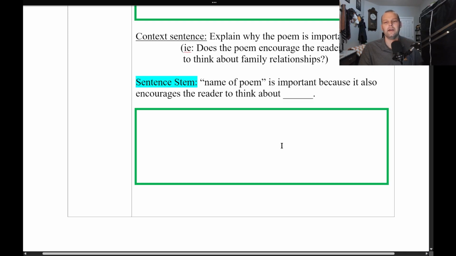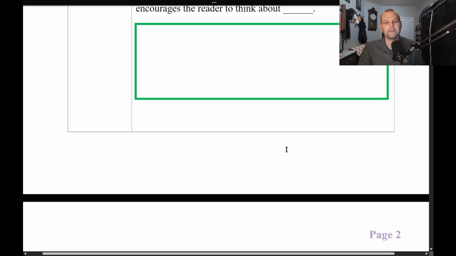Not just something that's interesting about the poem, which you stated in your first sentence, but explain why it's important. And by the way, in the description of this video, there's a link for this graphic organizer if you would like to have a copy of it.